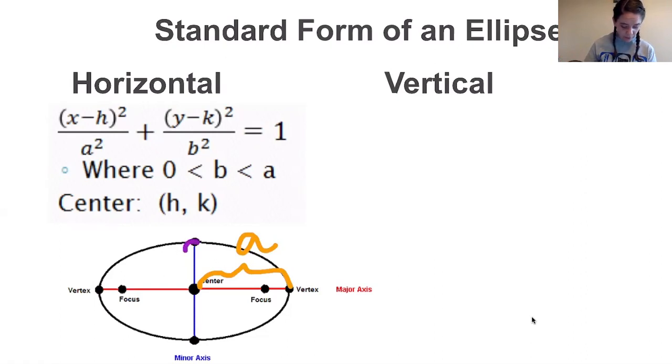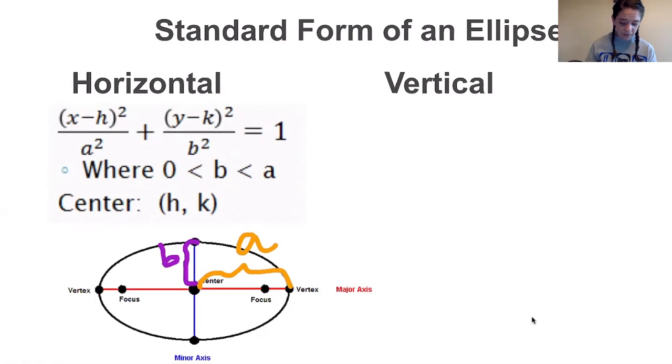Then B is going to give us the distance from center to minor axis endpoint. So once we have the center and we know that it is a horizontal ellipse, we can plot our two vertices, but then we can use B to go vertically up and down from our center to get those coordinates.